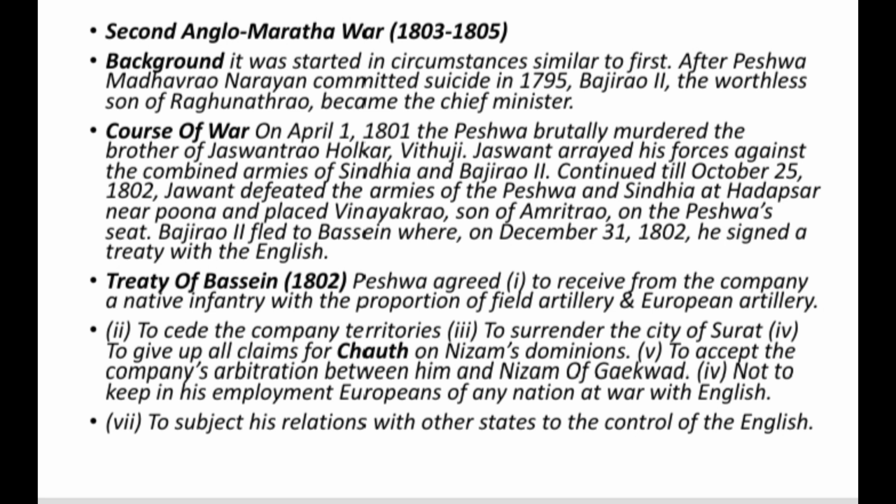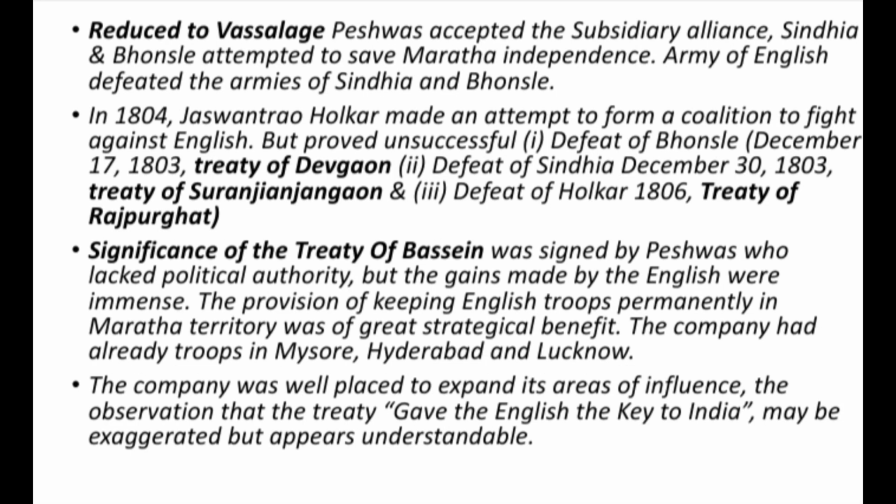Now, the Arthur Wellesley. After the Peshwa accepted the subsidiary alliance, Scindia and Bhosle attempted to save Maratha independence, but the well-prepared and organized army of the English under Arthur Wellesley defeated the combined armies of Scindia and Bhosle and forced them to conclude separate subsidiary treaties with the English. In 1804, Jaswant Holkar made an attempt to form a coalition of Indian rulers to fight against the English, but his attempt proved unsuccessful. The Marathas were defeated and reduced to British vassals and isolated from one another.